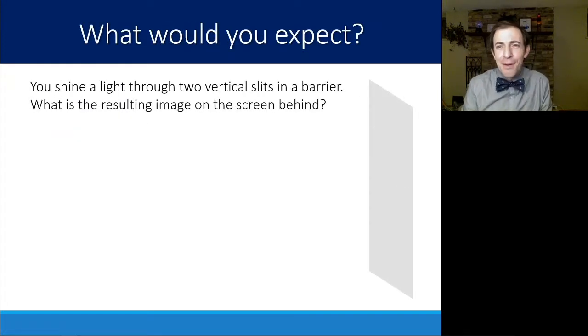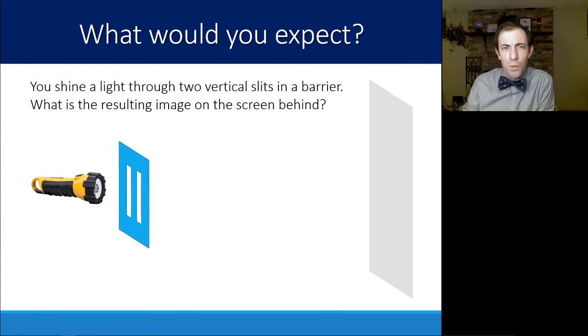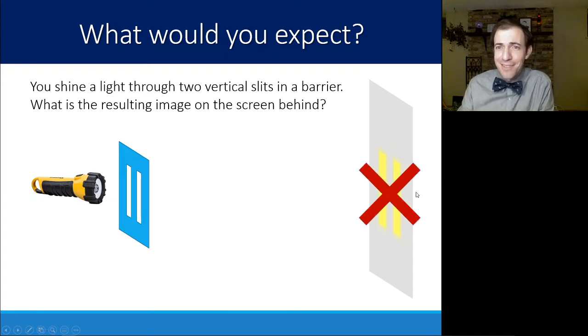So let's get into one of the most famous experiments related to light, and that is the double slit experiment. It kind of starts with this question: what would you expect if you had a light source and you shined it through two vertical slots? What would you expect the image to be on the other side? Well, the common conceptual guess of what that image would look like is something like this. You would expect it to be basically just an image of whatever the shape was that you shone the light through. Well, it turns out that that is not what happens.